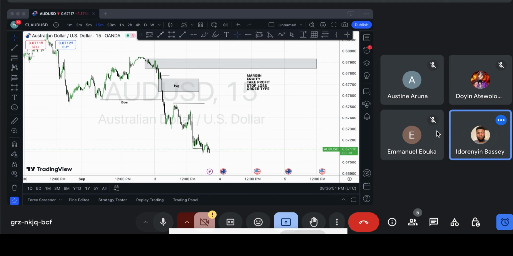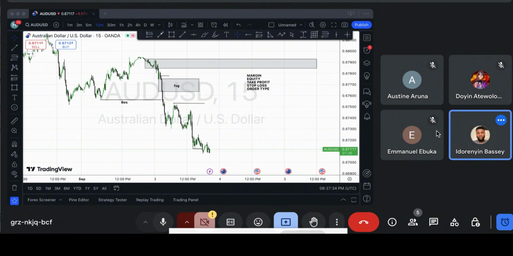So we are going to be looking at leverage and margin. Leverage, like you all know, I've explained leverage before in the previous section. Leverage is the ratio of the size of your position to the margin required to open the position.